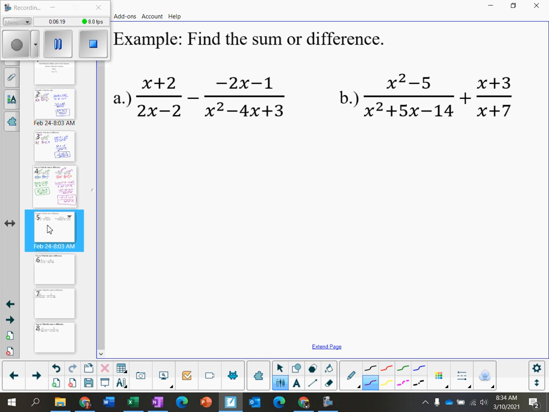Now I have a little bit more factoring to do. So in A, 2x minus 2, there's a 2 that comes out, and I'm left with x minus 1. In x squared minus 4x plus 3, right, we're looking for what multiplies to 3 and adds to negative 4, is x minus 3, x minus 1. So again, I'm looking for what they have in common, and they both had x minus 1.